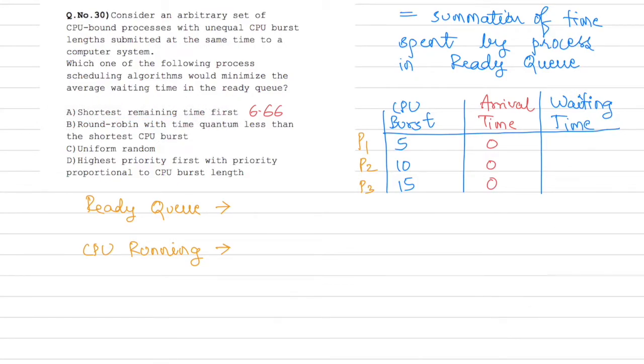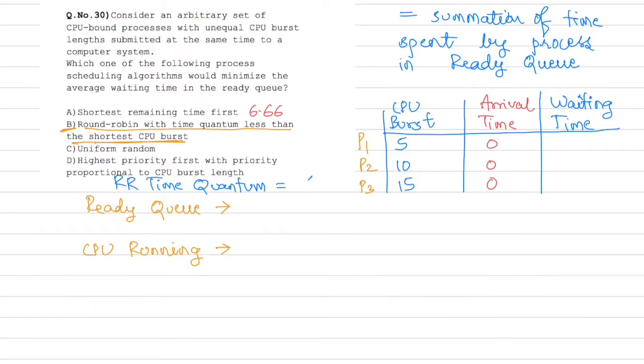Now the next option we have is option B. It's a round robin with the time quantum less than the shortest CPU burst. Now what is the shortest CPU burst? It's 5 seconds, which means we have to take an RR algorithm with the time quantum less than 5 seconds. So basically it can be 1, 2, 3 or 4.